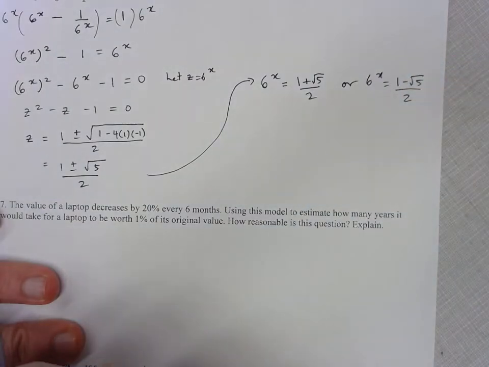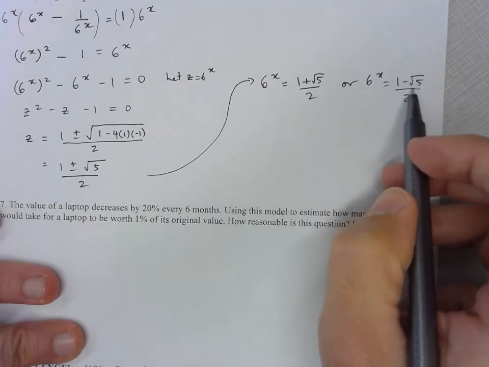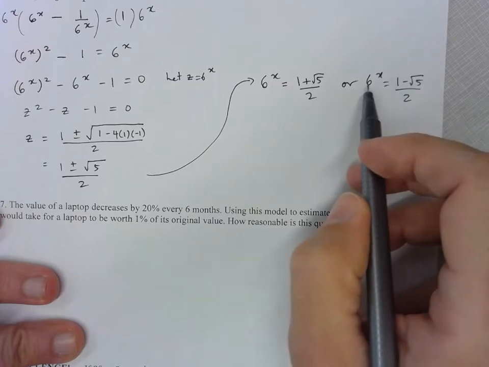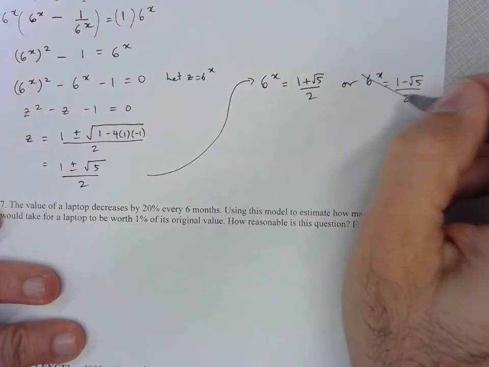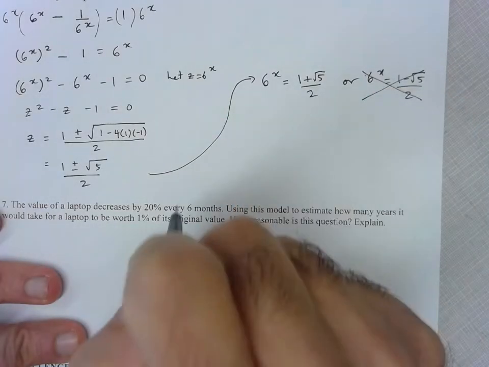Now first of all, let me actually deal with the second one, because I realize here root 5 is bigger than 1. So 1 minus this number is going to be negative. 6 to the x can never be negative, so there's no solution that comes from that portion. So the only solution we have is this one here.